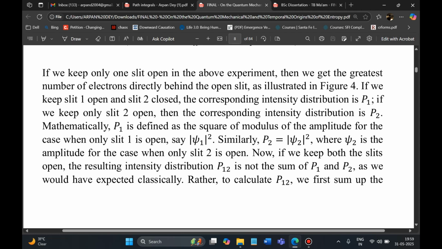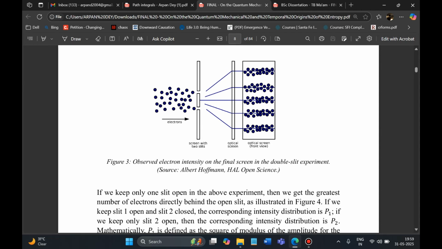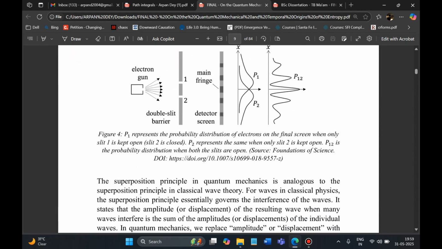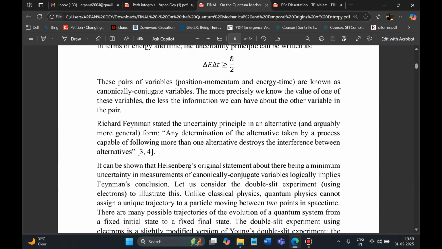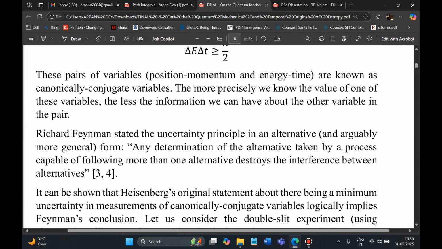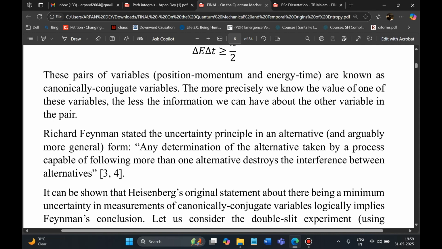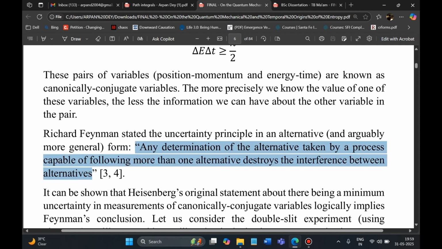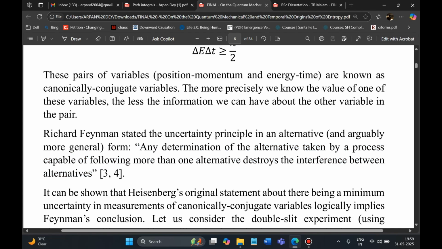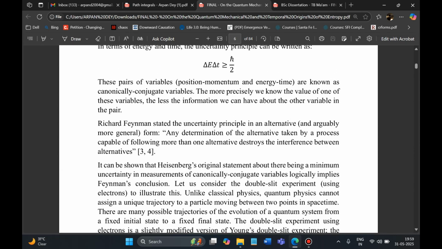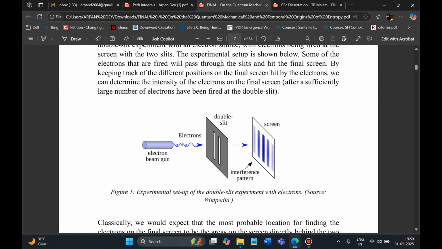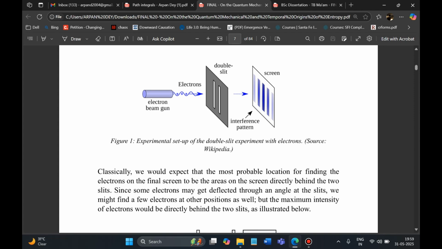The important point is that this is how Feynman stated the uncertainty principle. Richard Feynman stated the uncertainty principle in an alternative and arguably more general form. Any determination of the alternative taken by a process capable of following more than one alternative destroys the interference between alternatives. That sounds a little bit technical, I know, and it's kind of confusing. The phrasing is maybe a bit confusing, too much use of the term alternative, but whatever.